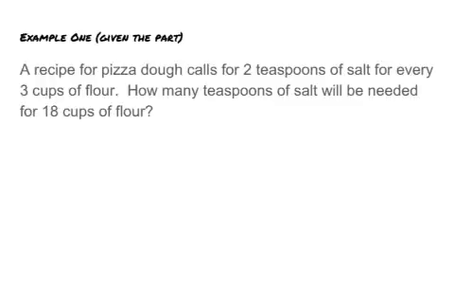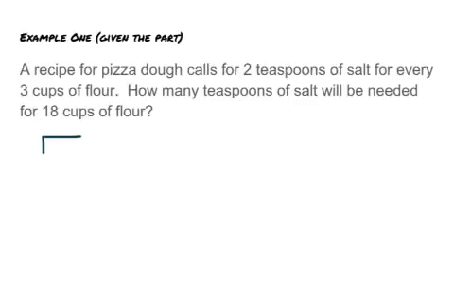So in this example one, it says that a recipe for pizza dough calls for 2 teaspoons of salt for every 3 cups of flour. How many teaspoons of salt will be needed for 18 cups of flour? Now, the word ratio doesn't appear in here, but the 2 teaspoons of salt for every 3 cups of flour, that is a ratio. Let's go ahead and diagram that ratio.